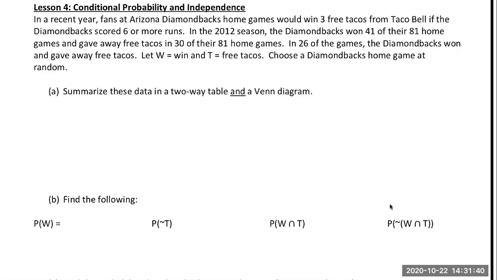Let W equal the event that they win the game, a home game, and T is the event that free tacos were given away. Choose a Diamondbacks home game at random from this set of 81. So the first thing, summarize these data in a two-way table. I'd encourage you to pause the video and see if you can come up with what the two variables are and how we would come up with the table.